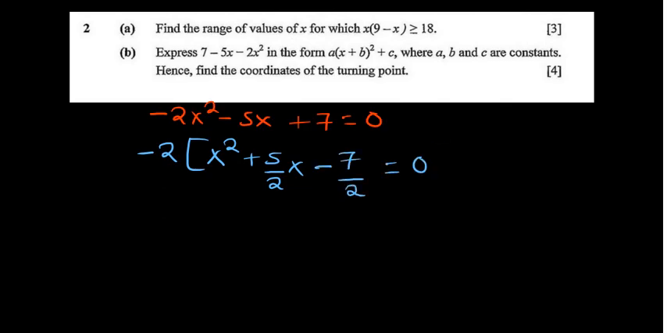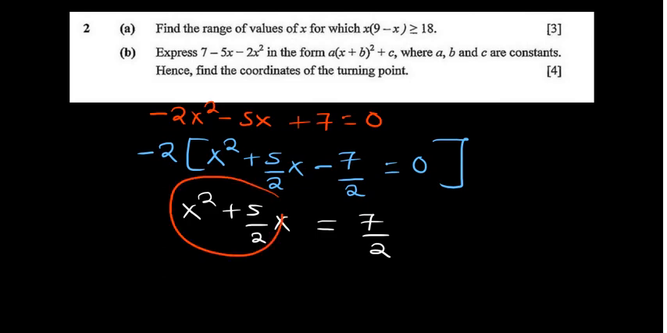So the concept here is, if you multiply by the negative 2, whatever is inside should take you back to the previous step. Okay, so I'll forget about the brackets and the negative 2 for now, and just try to answer what is inside. So we have x squared plus 5 over 2x. So I can take the constant to the other side, so it becomes positive 7 over 2.